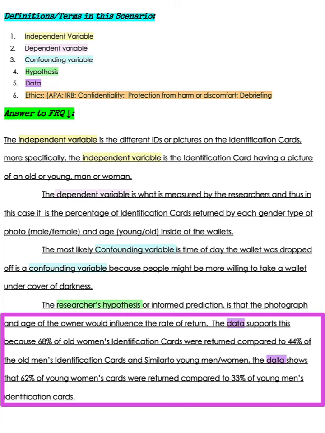The data supports this because 68% of the old women's identification cards were returned compared to 44% of the old men's identification cards, and therefore wallets. Similarly, the young men and women data showed that 62% of young women's cards were returned compared to 33% of young men's identification cards, and therefore wallets.